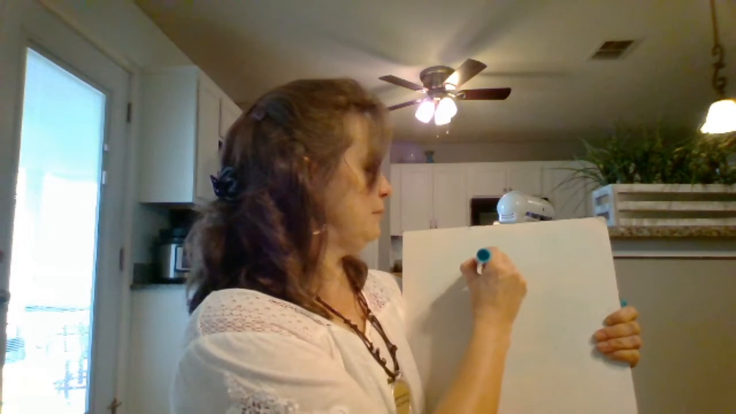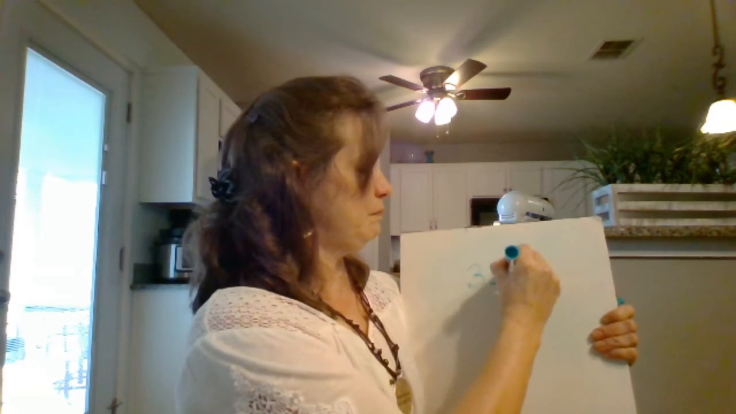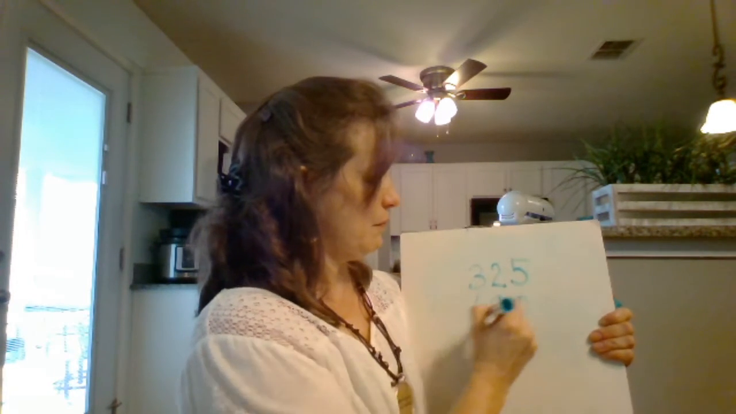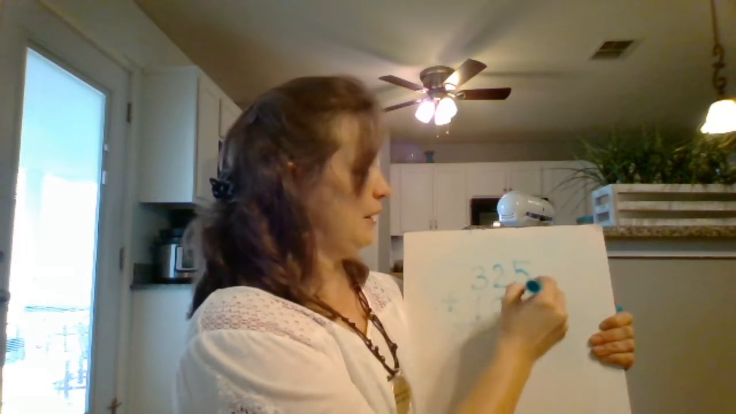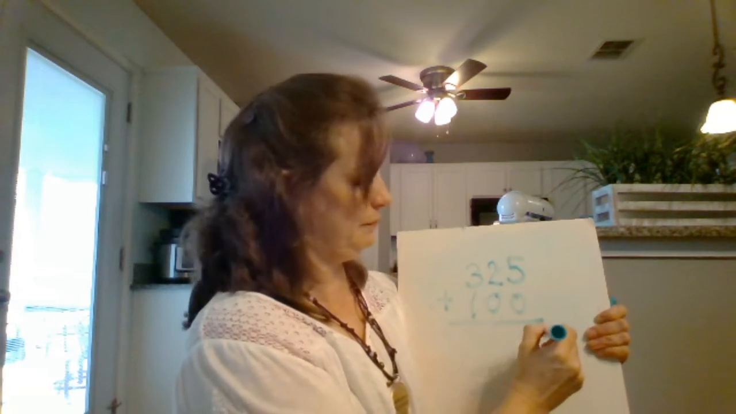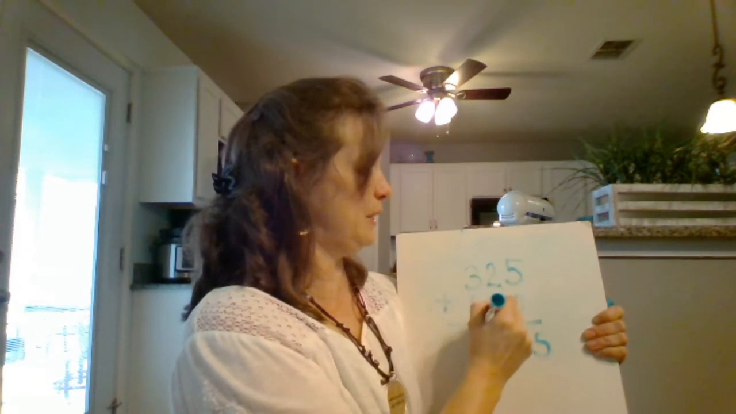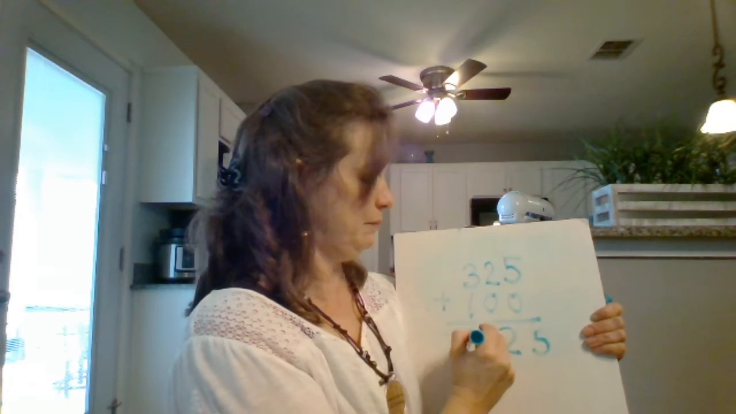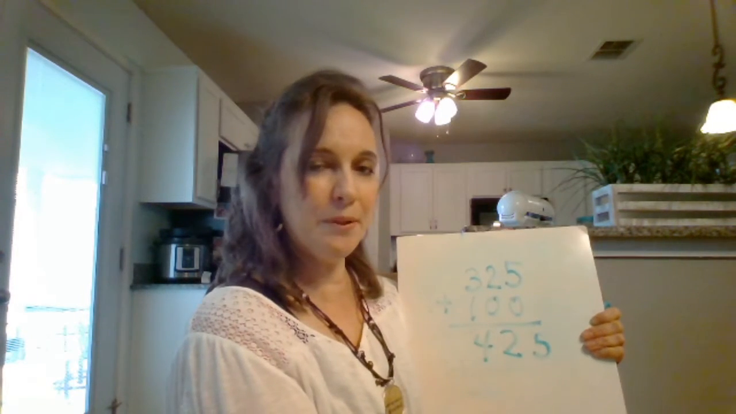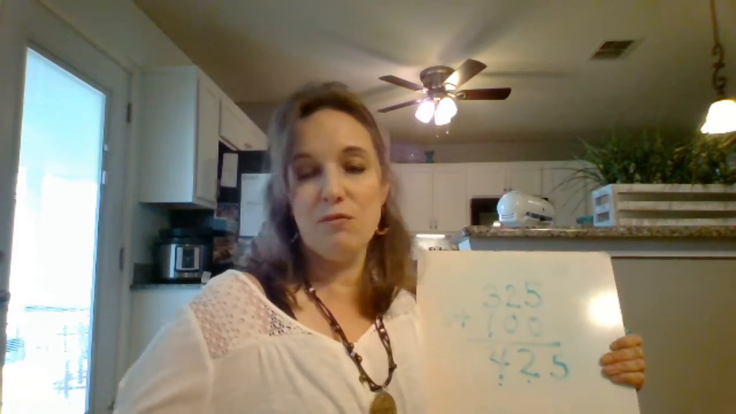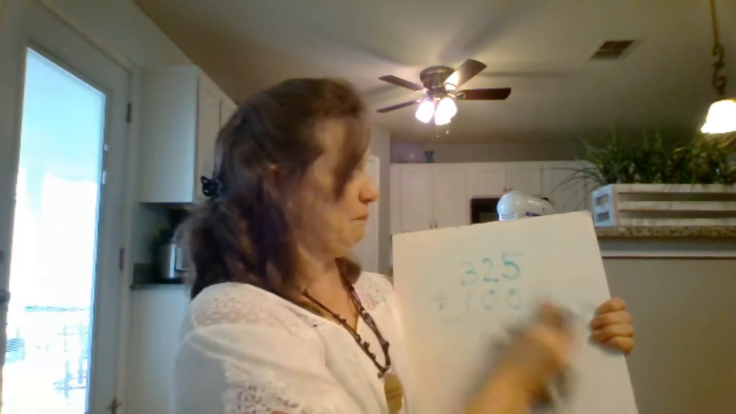Number 3 says, what is this number? 325 plus 100. Let's add the ones first. I'm not going to draw the lines. 5 plus 0 is 5. 2 plus 0 is 2. 3 plus 1 is 4. What is that number? 425. Very good.